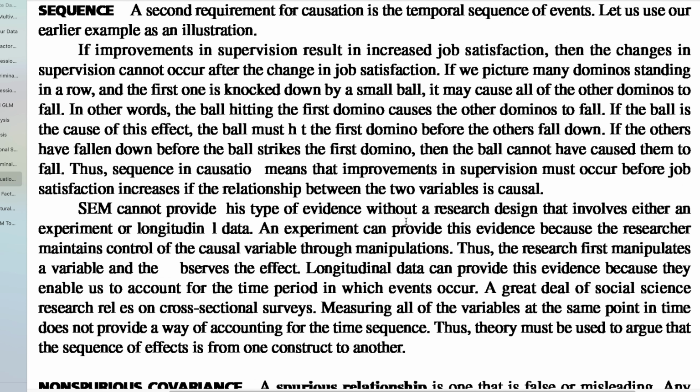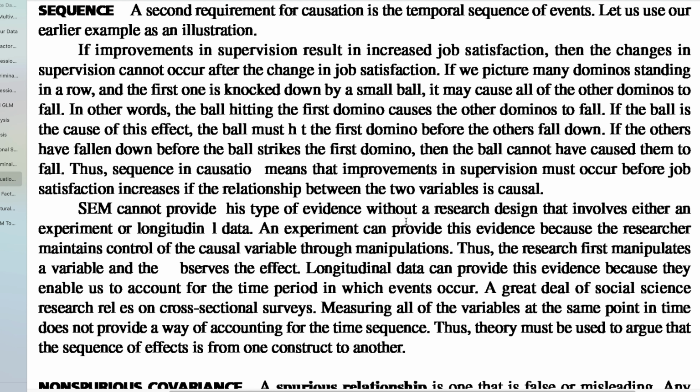Let's talk about the sequence. A second requirement of causation is the temporal sequence of events. Let us use our earlier example as an illustration. If the improvement in supervision results in increased job satisfaction, then the change in the supervision cannot occur after the change in job satisfaction. If we picture many dominoes standing in a row, with the first one knocked down by a small ball, it may cause all of the other dominoes to fall.